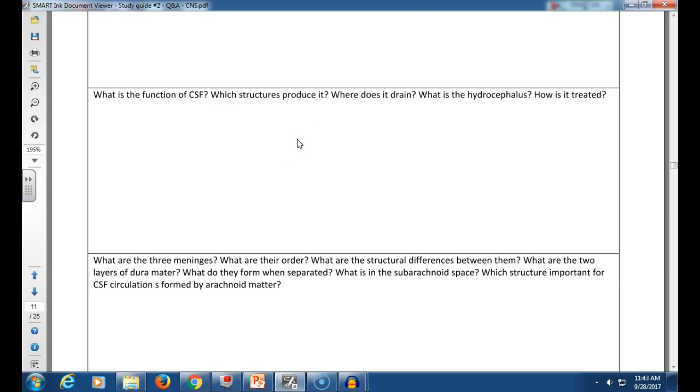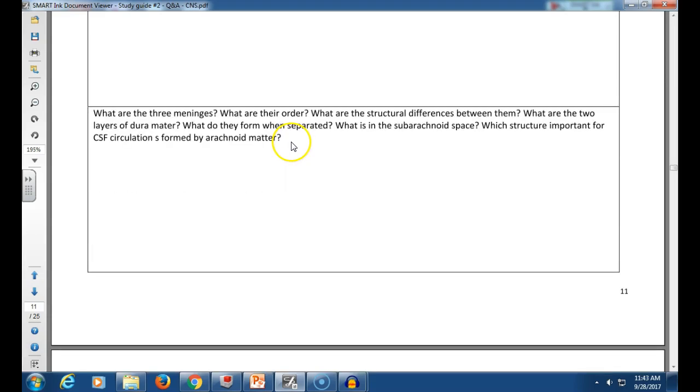What's hydrocephalus? We drain the excessive fluid into the abdomen. Three meninges. Order, anatomically, recognize them. Spaces, subdural, subarachnoid. What's in those spaces? Subarachnoid, CSF, and large blood vessels. Okay?